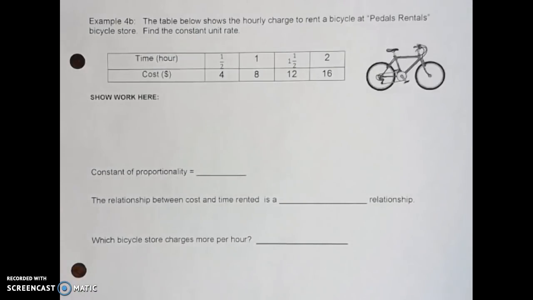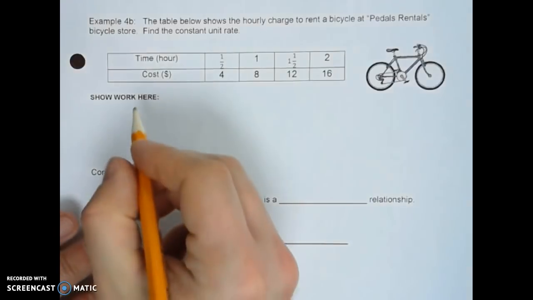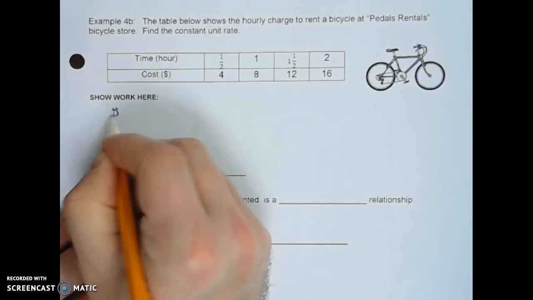In 4B, we have another table of values for another bicycle store. This one is Pedals Rentals. And again, we're trying to see if there's a constant unit rate and if the relationship would be proportional or non-proportional. So we're going to set up our ratios the same way, dollars per hour.